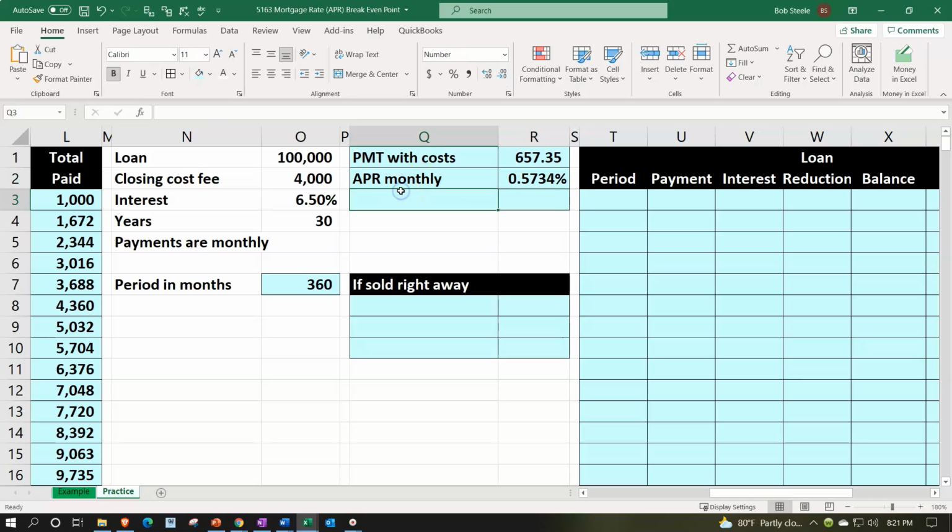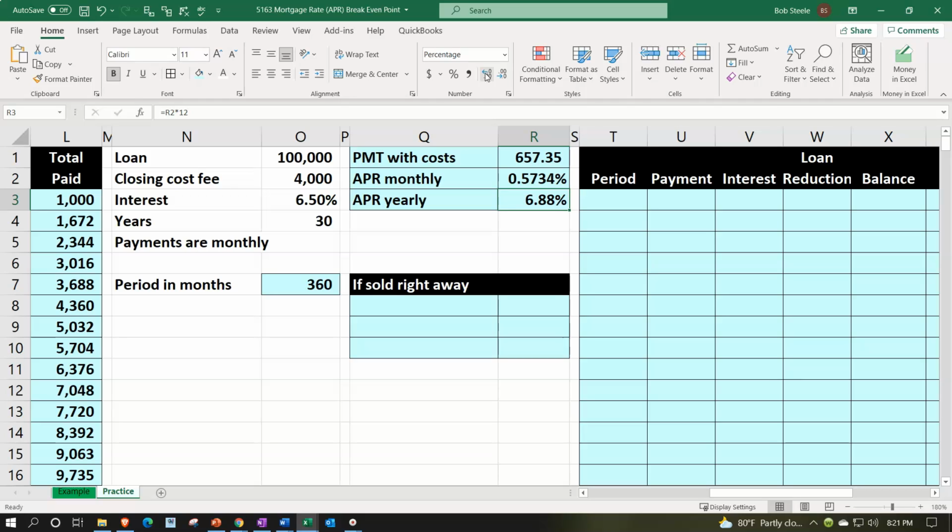So then we want the APR for the yearly, which is just simply going to be the monthly APR times 12 to bring us the yearly. Number group percentify, add a couple decimals. We're at the 688. So now we're at the 688.